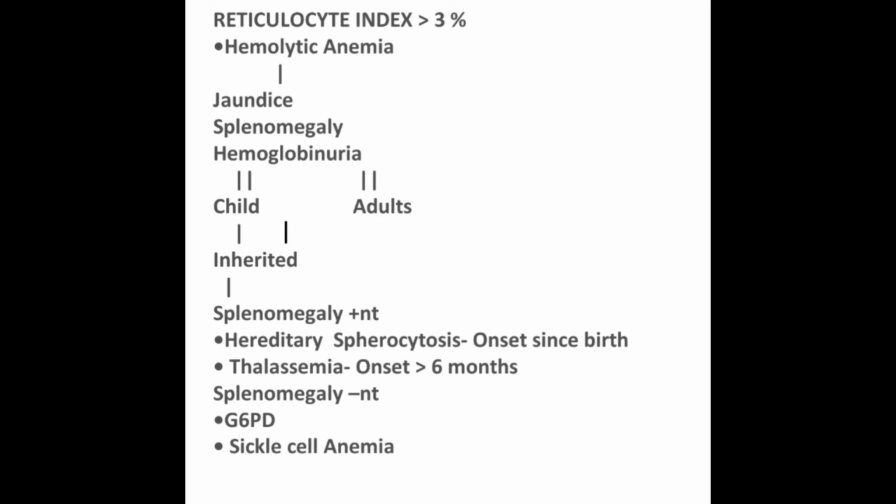In adults, it is acquired. If it is associated with clumping and spherocytes, then it is autoimmune hemolytic anemia. If it is associated with pancytopenia, then it is paroxysmal nocturnal hemoglobinuria.